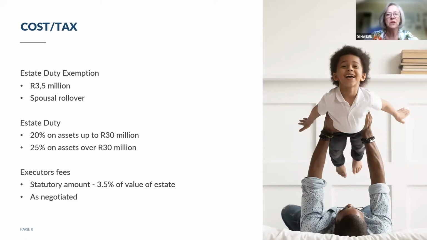Up to 30 million, then 25% on assets over 30 million. So the richer you are, the more the receiver gets. And then the last point is we've got executors' fees that are charged in an estate. The statutory amount laid down in the government gazettes is 3.5% of the value of the estate. What we're going to show you now does allow for that fee to come down. And Kate's going to run through, once we've done all this, what the advantages are. But you can negotiate that fee, and that is an important point to take into account.